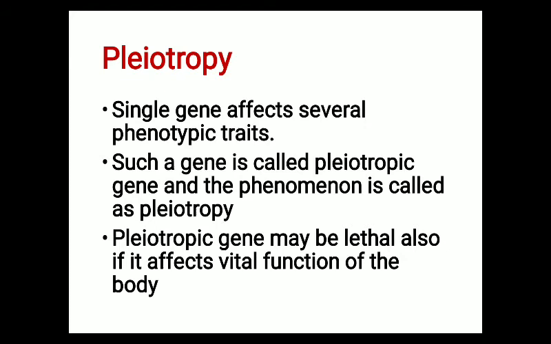So, what is pleiotropy? Normally, any character of our body is coded by one pair of genes, which is known as alleles. One pair of alleles is responsible for one particular character of our body, such as height, skin color, or color of eyes. But in the case of pleiotropy, this pair of genes will regulate many phenotypic characters of our body. Such genes are known as pleiotropic genes, and this phenomenon is known as pleiotropy.